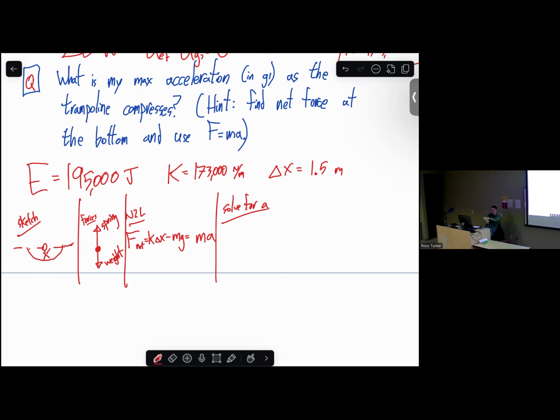I've been saying delta x. K delta x minus mg. What's k? Bam. What's x? Delta x, bam. What's mg? Oh, I didn't write that down. Mg is 650.